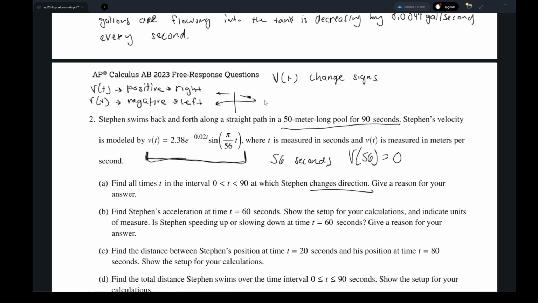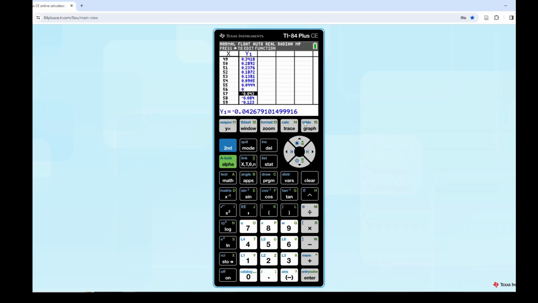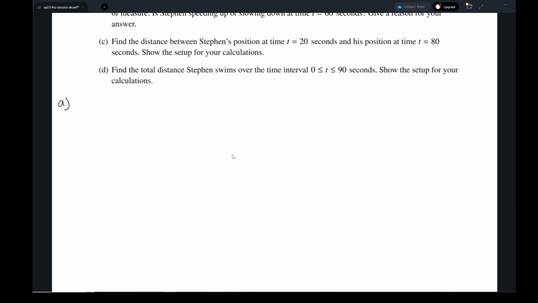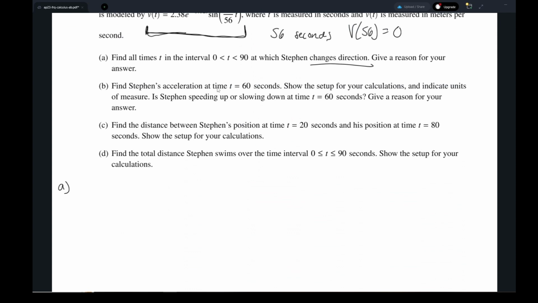So he changes directions from right to left at 56 seconds, right? And there's going to be no other time where he changes directions because on the graph, we didn't see any other times where this graph changed from positive to negative aside from that point 56, right? So here, we're going to say that at 56 seconds, Steven's velocity is 0 meters per second. In other words, v of 56 is equal to 0.